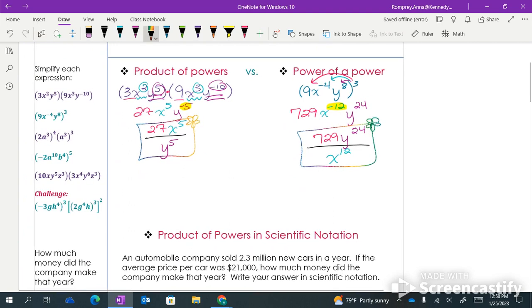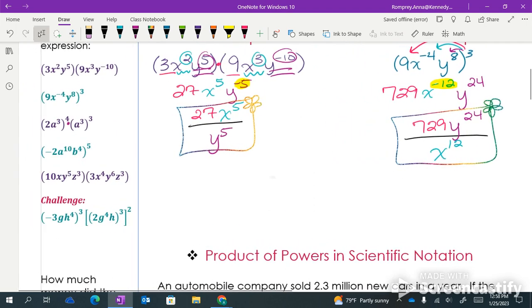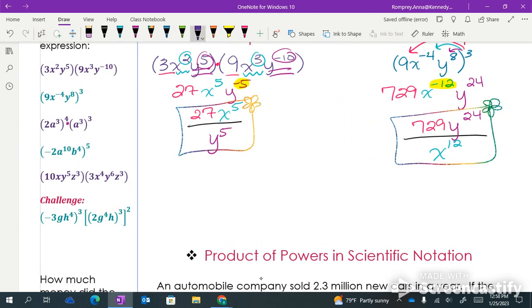Okay, so the next one I want to do, you see this? This is a multiplication problem, but it's also got exponents. Both of these are to exponents, so we have a lot to do here. So this is a combination of both of our rules. So let's see. 2a cubed to the fourth, and then a cubed. And I'm going to write myself that multiplication just to make sure I remember.